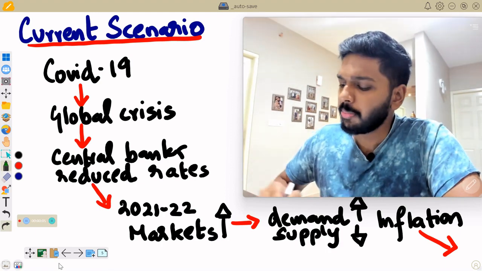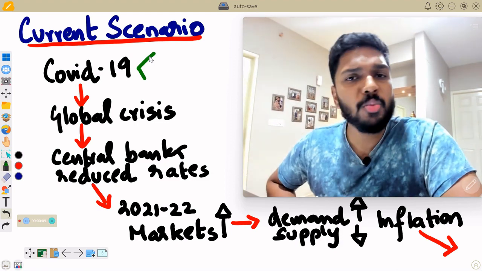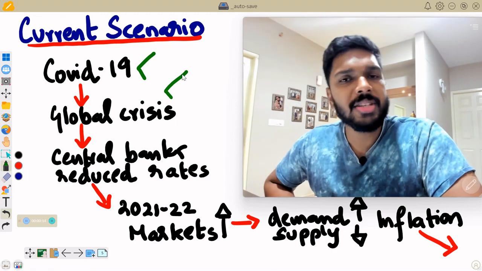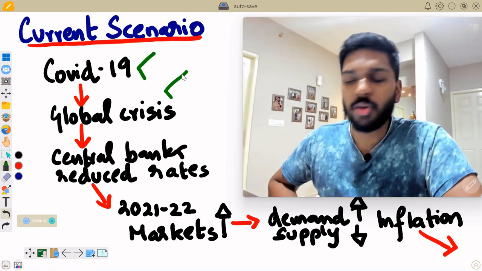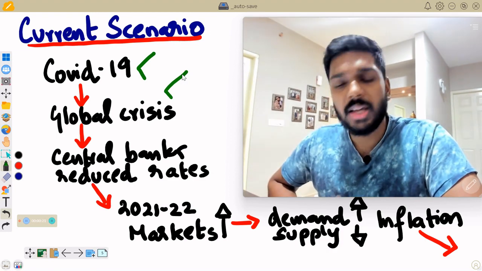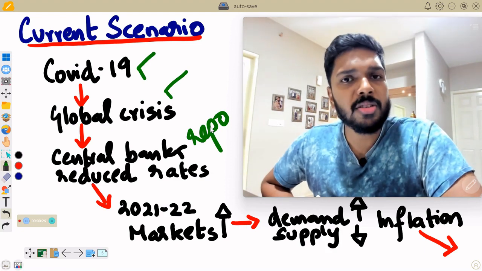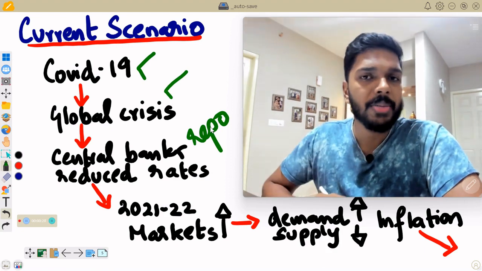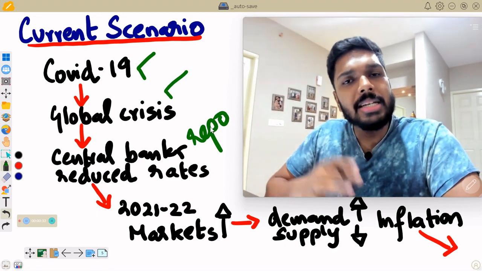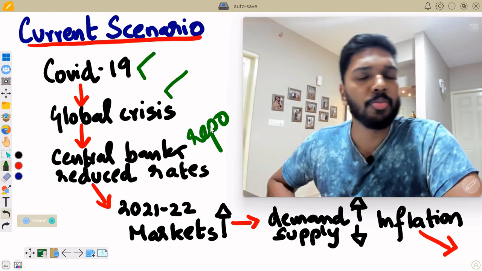COVID-19 had sort of crippled the entire world by the early 2020s, because of which there was a global crisis. The government stepped in to save the respective countries and their businesses, and therefore central banks in each country reduced the interest rates, otherwise known as repo rates. Repo rates are those interest rates which are charged by the central banks on normal banks when they borrow money from the central bank and in turn lend this to the end borrower, you and me, the consumer.